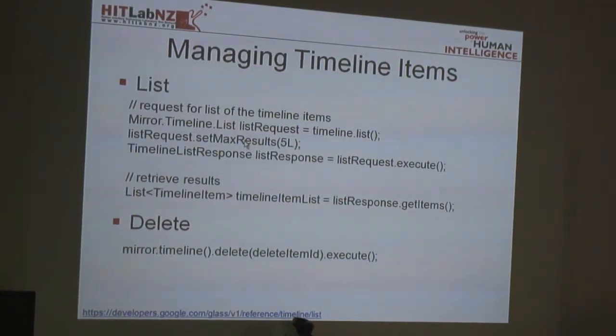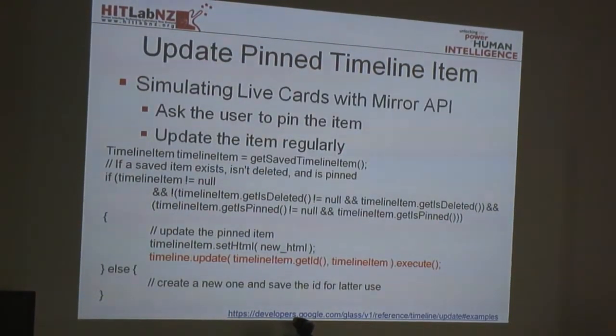So you can list the timeline items, delete some of them. Again, it's pretty much simple API calls, but just keep in mind that in the end, you'll have to call these execute methods. Otherwise, the request to the Mirror API will end up sitting in your web app and not going further to Google's Mirror API, the actual service. So you can list them, delete them, and you can pin them.